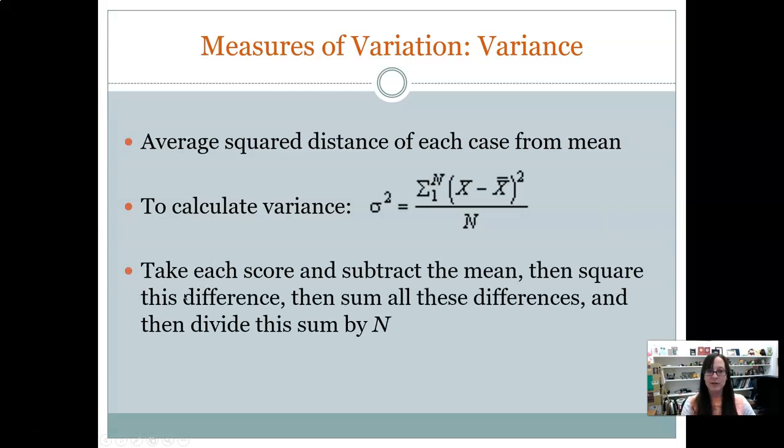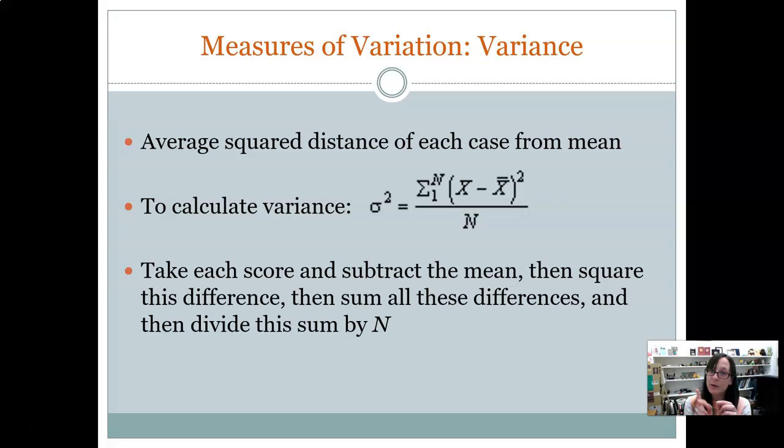So in words, you take each score, subtract the mean, then square that difference, then sum all those differences and divide that sum by n. Essentially, you're finding where the mean is, and then taking each data point that you have and seeing how far away it is from the mean. So that's the subtracting part.